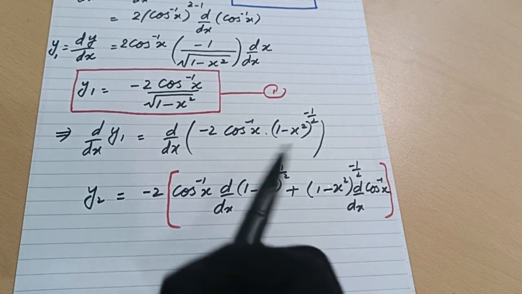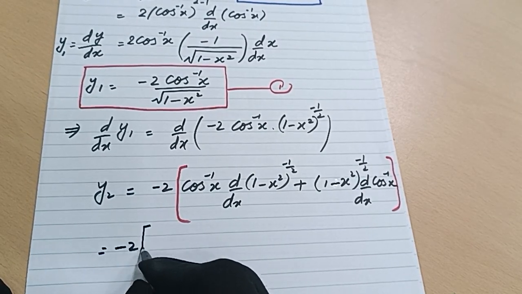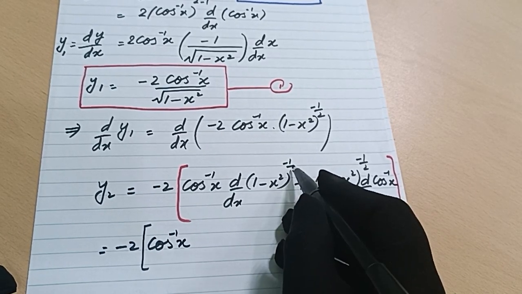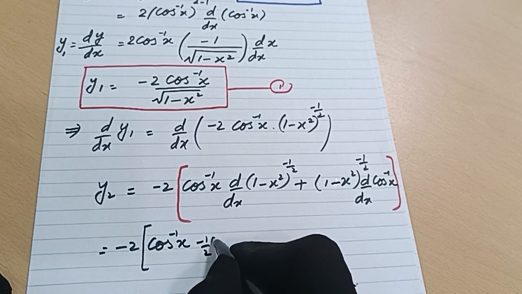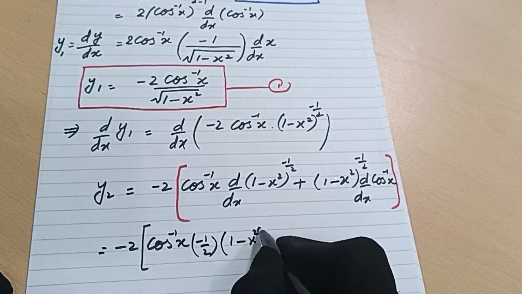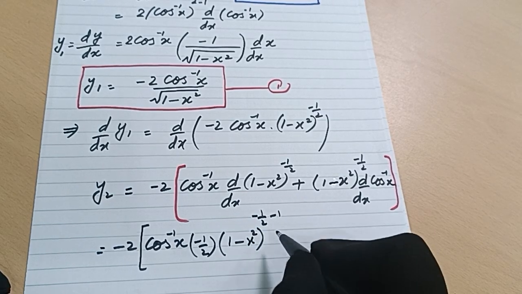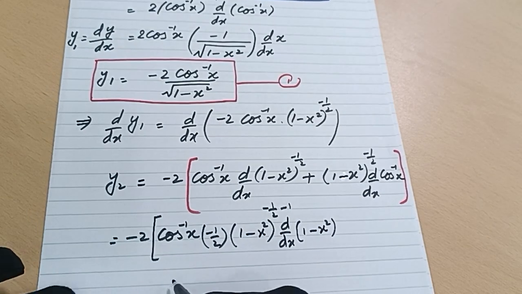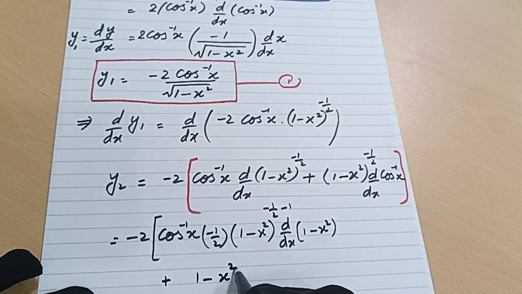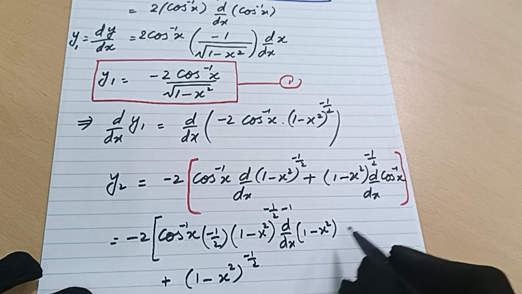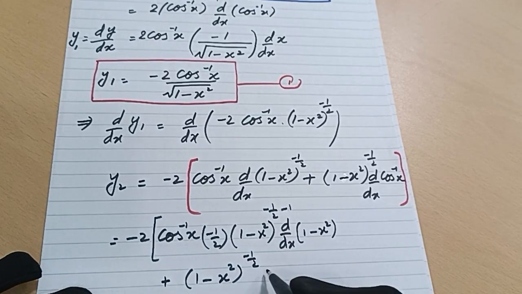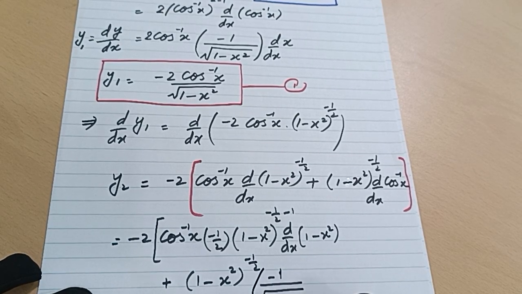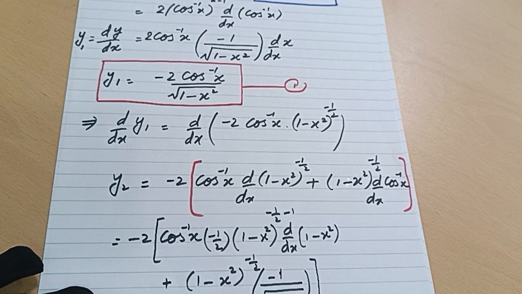So now minus 2 staying outside, cos inverse stays as it is. Derivative of this, again there is a power, so the power will be written in the start, 1 minus x square power minus 1, and derivative of the function without power, plus 1 minus x square to the power minus 1 by 2, and then derivative of cos inverse x, again minus 1 over square root of 1 minus x square.